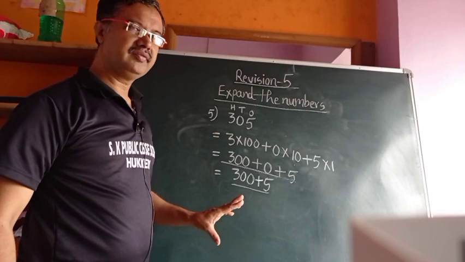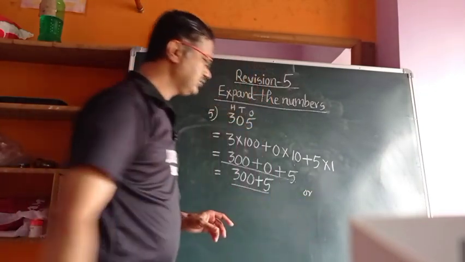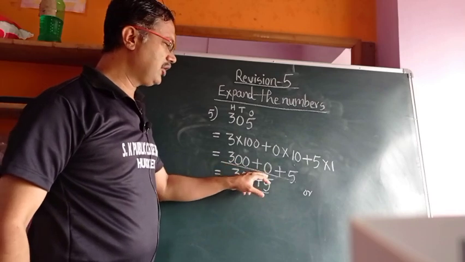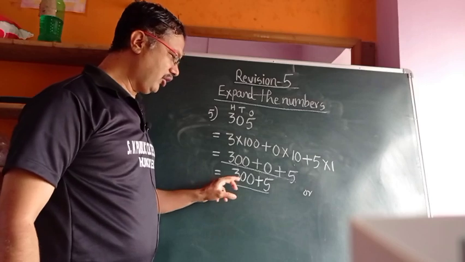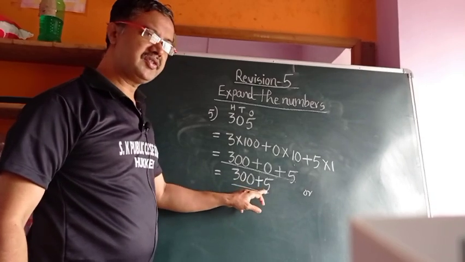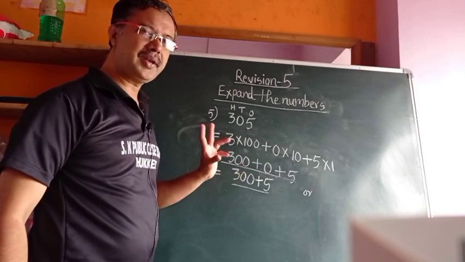Both are correct. Or I will write here 300 plus 0 plus 5. If you wrote this, it is also correct. If you wrote 300 plus 5, direct answer, it is also correct. No problem with the last final step.